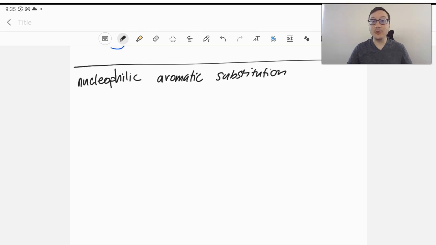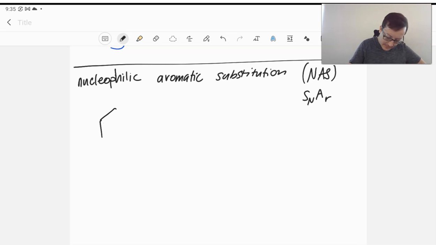Let's talk about nucleophilic aromatic substitution, which I will abbreviate NAS, although occasionally you'll see it as a substitution reaction of an aromatic. So you'll see it sometimes as SNAr, but I typically will call it NAS. In contrast with our previous aromatic substitution, which is electrophilic, where benzene was the nucleophile and it attacked an electrophile, in this case benzene is going to be our electrophile and it will be attacked by a nucleophile.